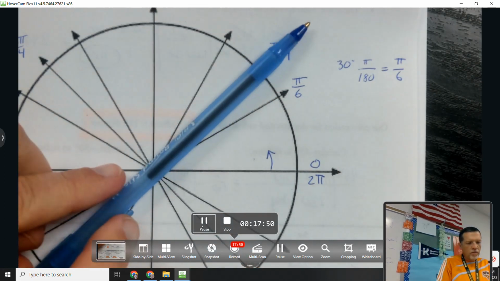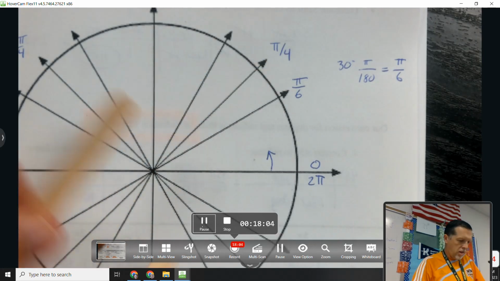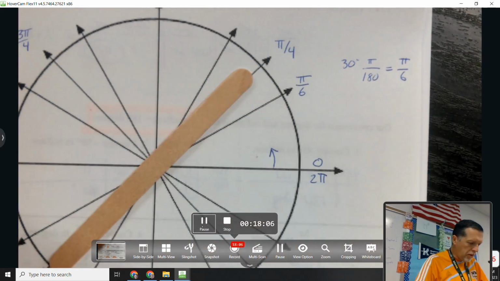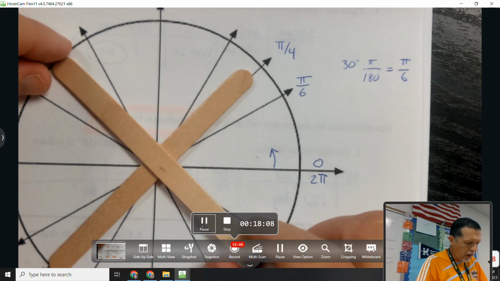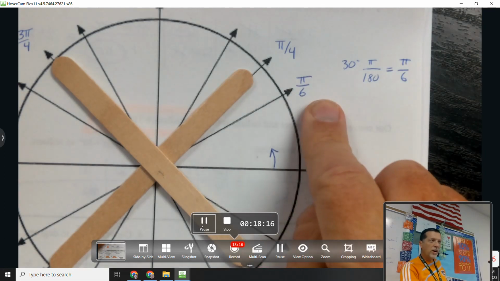Ignore the middle markers if you can. Like ignore the pi over 4s or the 45 degrees. I'm getting it to cover up the 45 degree markers, and the rest of those arrows are all 30 degrees apart. You good with that? 30, 60, 90? Which means they're all pi over 6 apart.